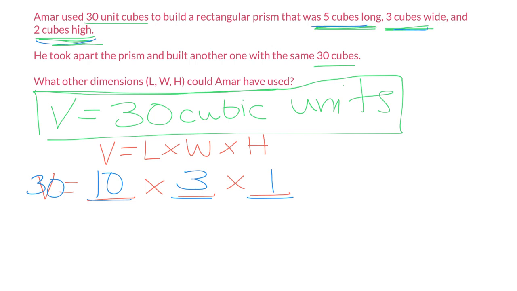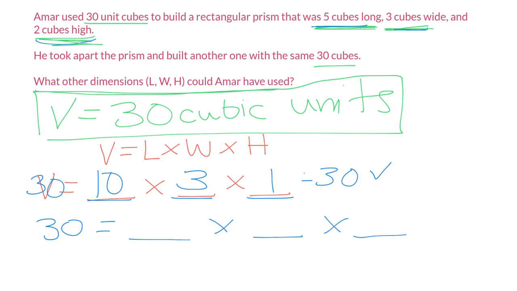Maybe you could have a really tall, kind of skinny rectangular prism. Would that work? 10 times 3 is 30, times 1 equals 30. Yep, that works. Can we think about another one? Let's see. Okay, that got me thinking. I thought of another one we could probably use.